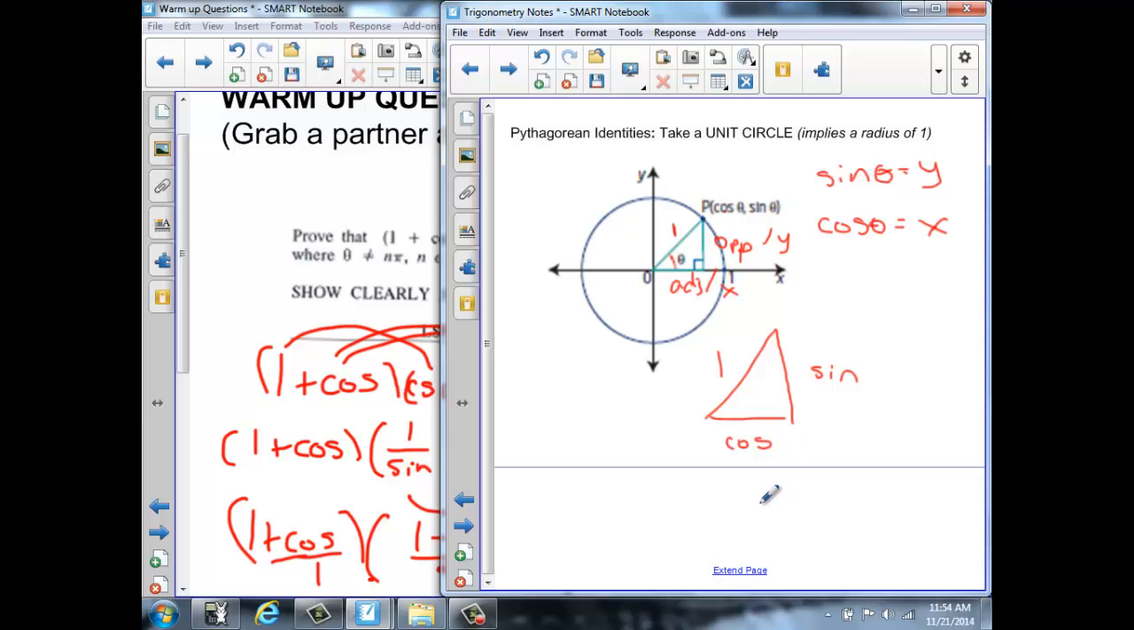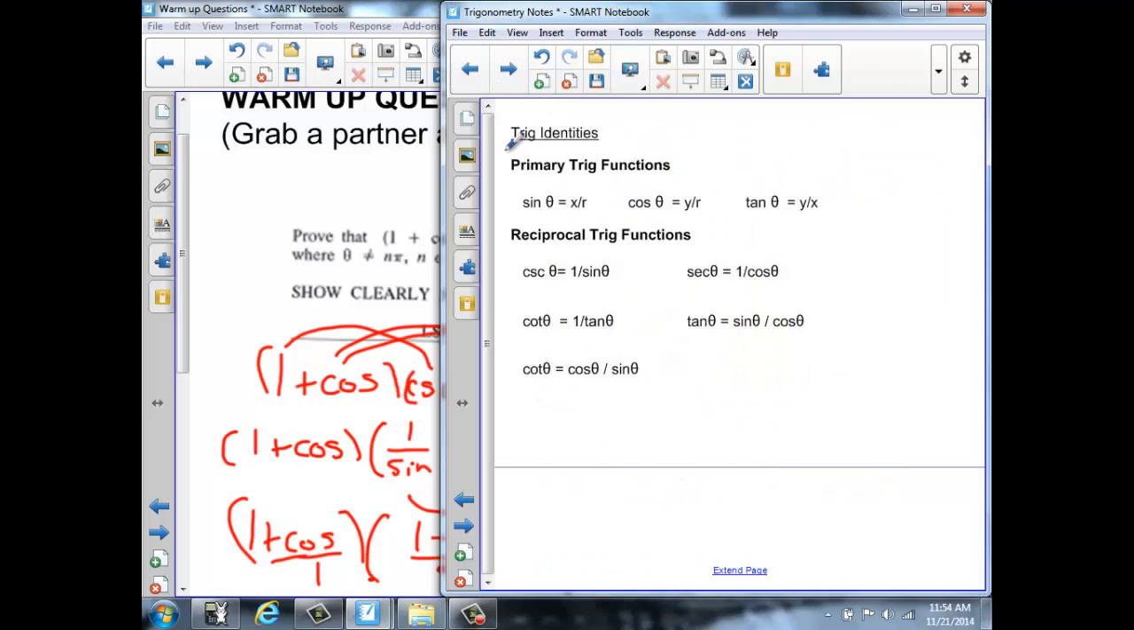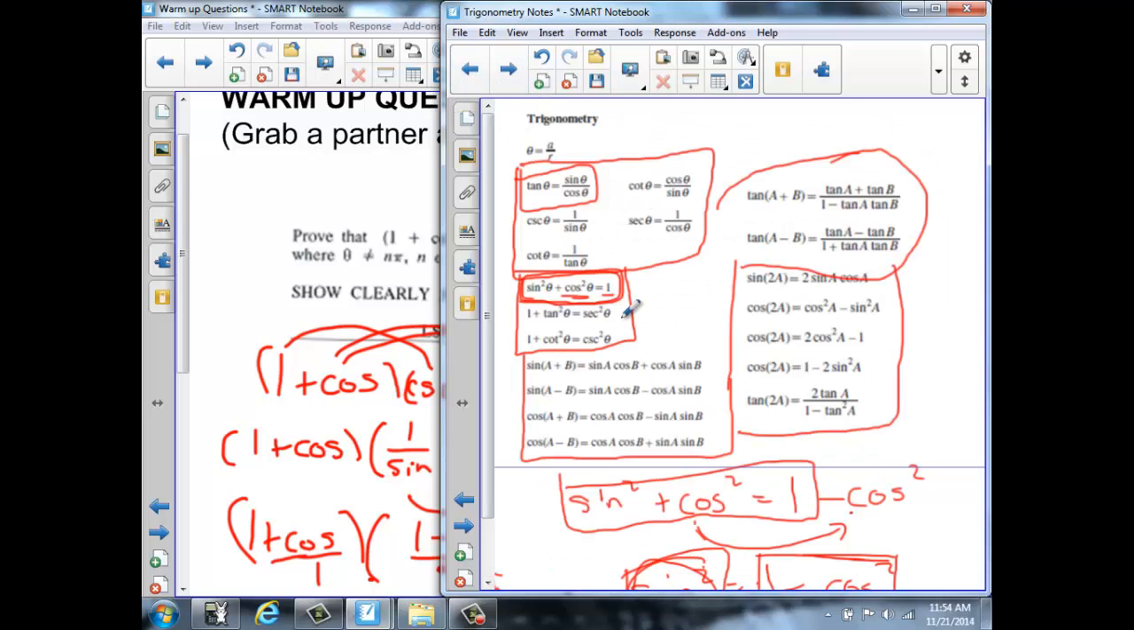This is where what's called the Pythagorean identity came from. Cosine squared plus sine squared needs to equal 1 squared. But 1 squared is just 1, and that is where this rule right here came from. I don't need you actually to know how to solve that. It took mathematicians years to figure that out. But if you can understand how to use the rule, that's important from there.